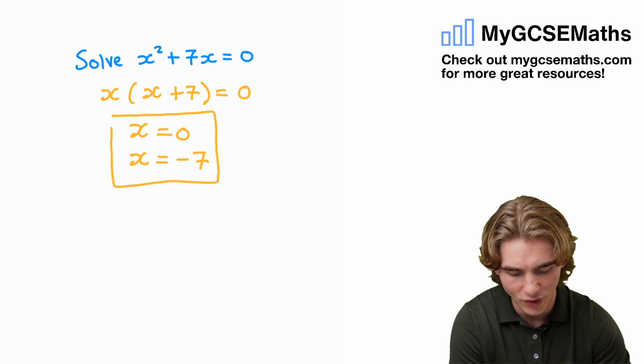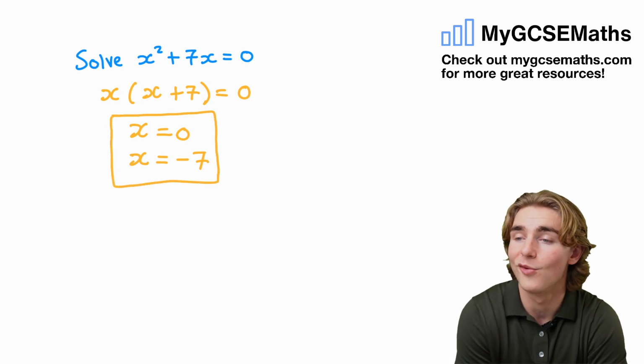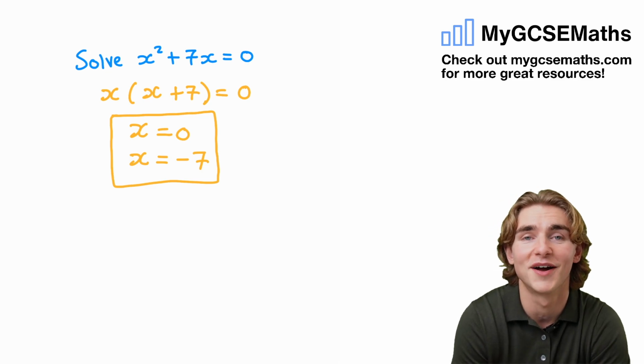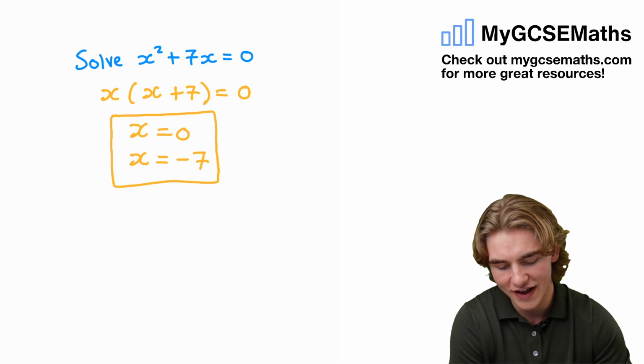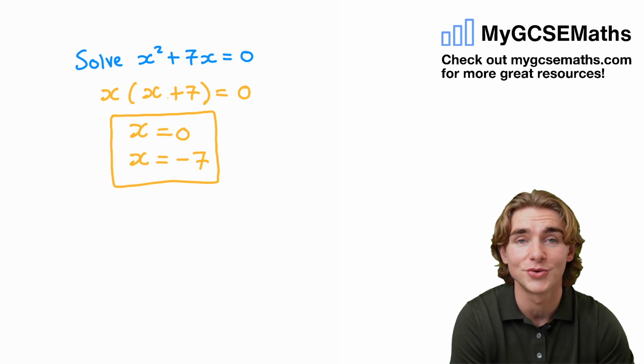To summarize that very quickly, guys, how do we solve one like this? We actually just factorize, pulling out a factor of x. Then we have our two values of x equals 0, and whatever value would make this bracket equal to 0.